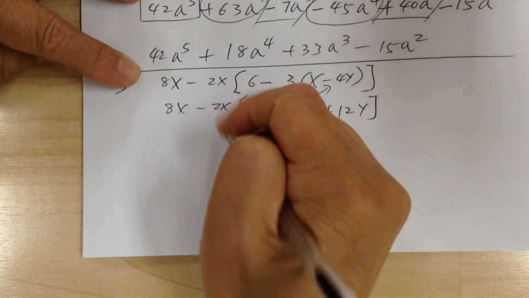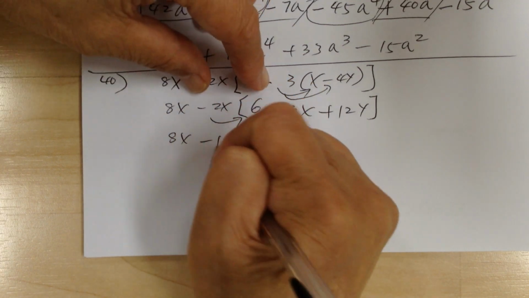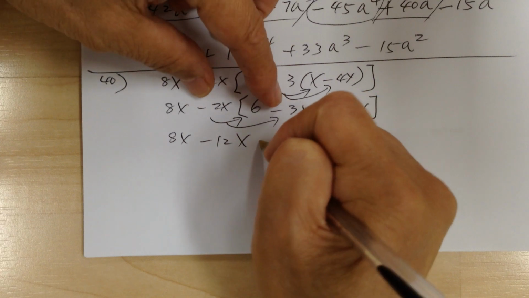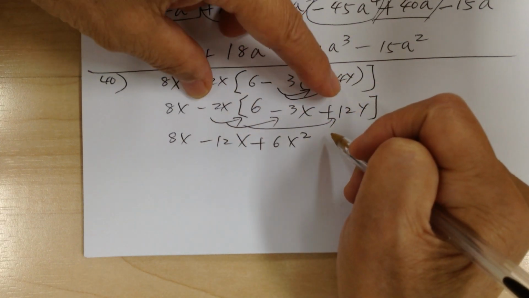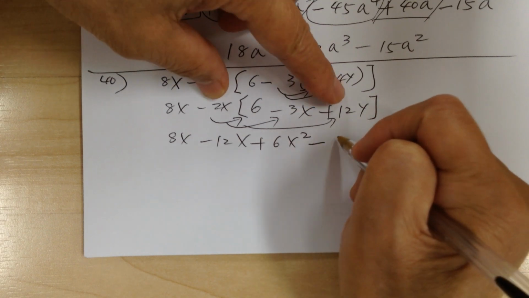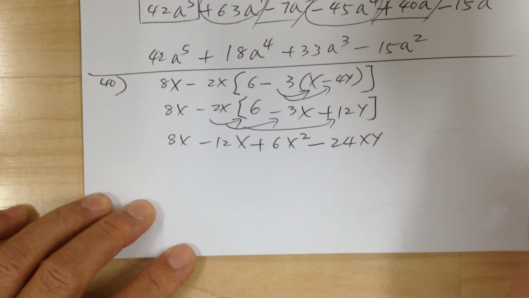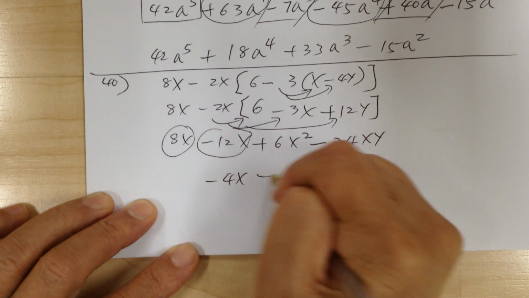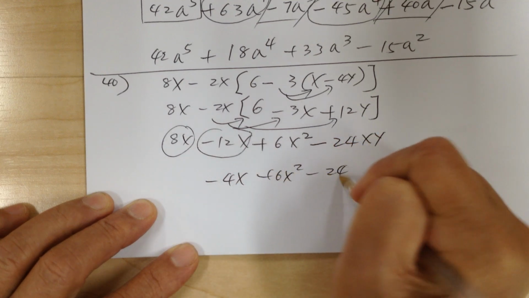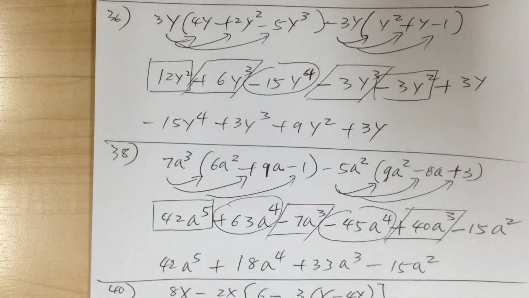The next step, you have to get rid of the bracket, so you distribute. It would be minus 12x, distribute, this would be plus 6x squared, and then the next one, negative times positive is negative, 2 times 12 is 24, and the alphabet will be xy. Now let's look for the like terms. You've got like terms here, so it'd be minus 4x plus 6x squared minus 24xy. Okay, and that's it. Let's go to the next one.